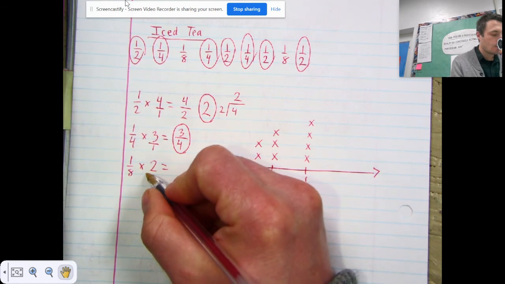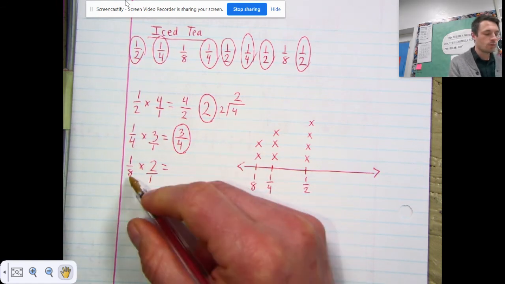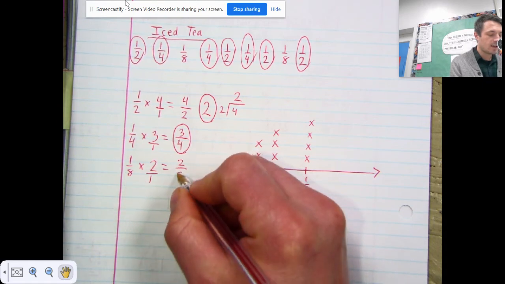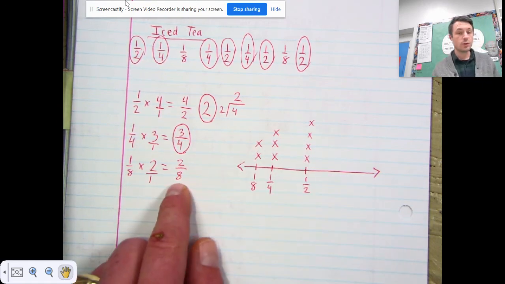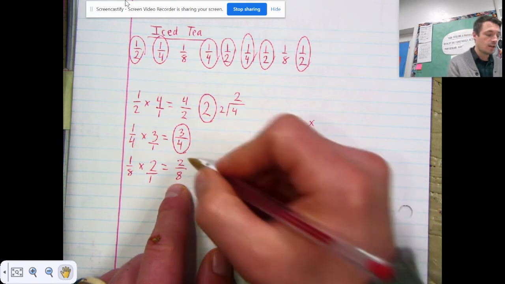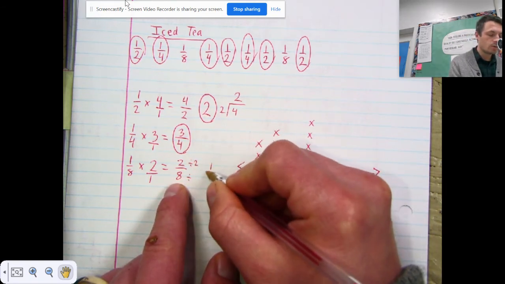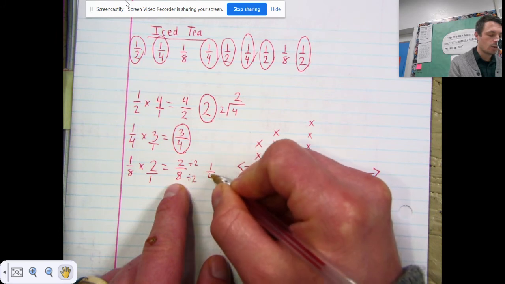Okay, now we give the whole number a denominator of 1 for 1/8 times 2. 1 times 2 is 2. 8 times 1 is 8. We have 2/8. That'll simplify by the GCF 2. 2 divided by 2 is 1. 8 divided by 2 is 4.